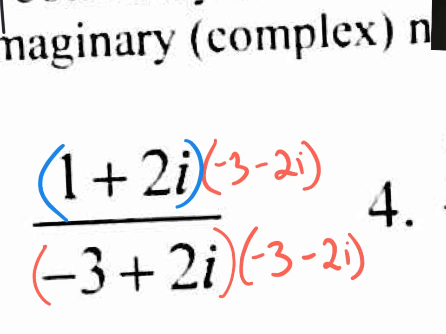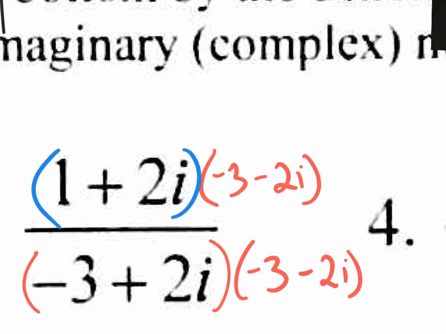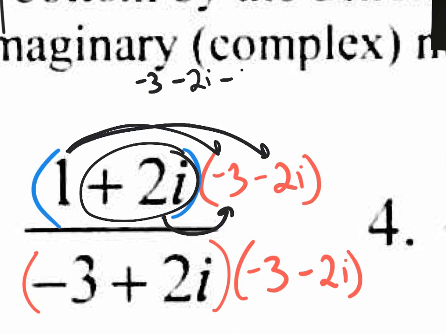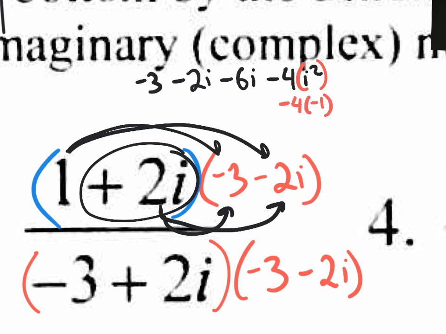Let's focus in on the top, and there's not much space, so I apologize for that. 1 times negative 3, that's negative 3. 1 times negative 2i, that's negative 2i. Positive 2i times negative 3, that's a negative 6i. Positive 2i times negative 2i is negative 4 with an i squared. Again, the i squared is negative 1. So you could imagine that as being a negative 4 times negative 1, which is what? Positive 4.